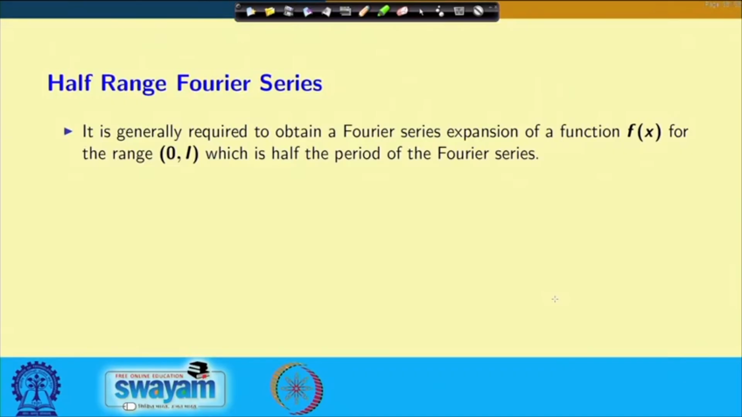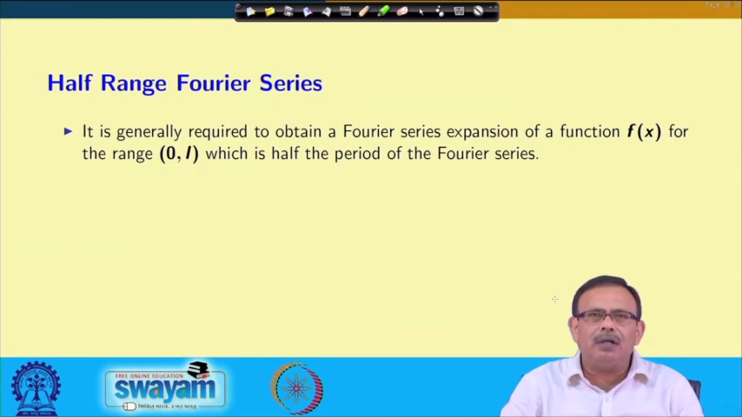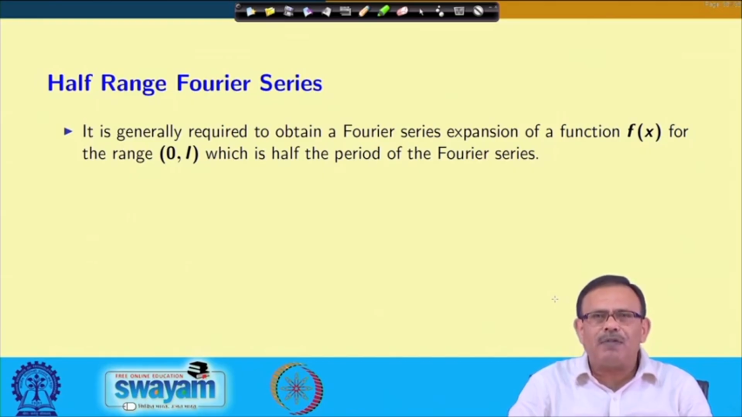Half range Fourier series, what happens? It is generally required to obtain a Fourier series expansion of a function for the range 0 to L, which is half the period of the Fourier series. Fourier series of a function is defined in either minus L to L, minus pi to pi, like this. But in certain real life problems, we have observed that a function is defined in 0 to L only, and we want to express the function in terms of cosine and sine terms, that is in terms of Fourier series.